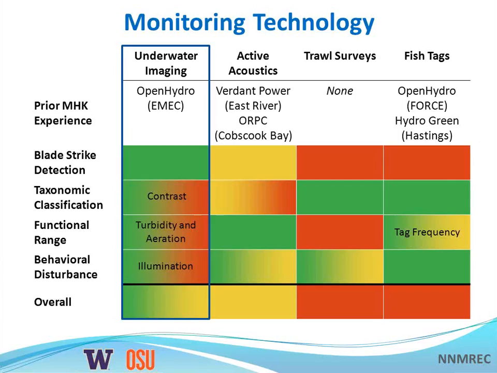We also considered the use of active acoustics, though as you saw in Gail's presentation, it's difficult to discriminate really what's going on right around the turbine. At a fundamental level, the hard acoustic return from the turbine structure itself reduces the ability to distinguish between a near miss and contact. Taxonomic classification in the absence of other information can be challenging, though the functional range and the lack of behavioral disturbances are definitely a benefit over underwater imaging.